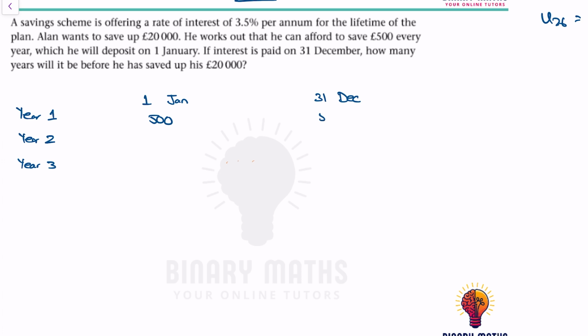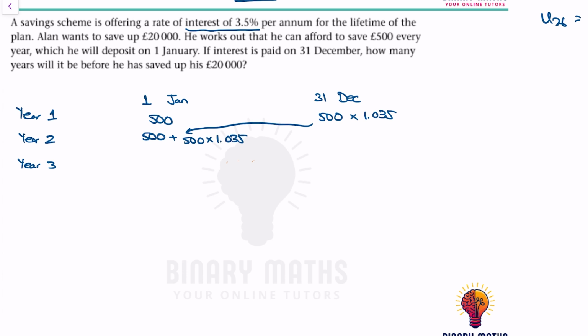By 31st of December, it'll be 500 times 1.035, because there's an interest of 3.5% per annum. The second year, Alan's going to put an additional 500 in, but then the money from 31st December will be brought forward. So it'll be 500 times 1.035.